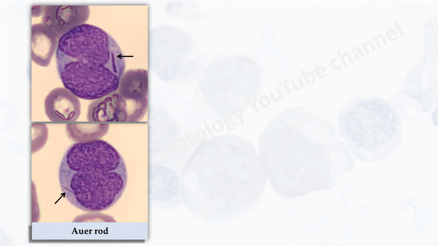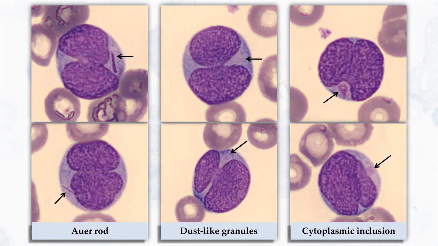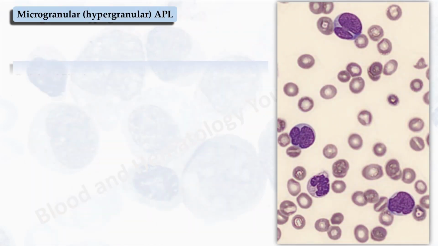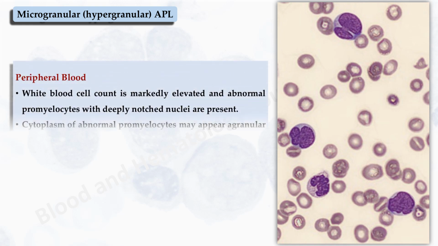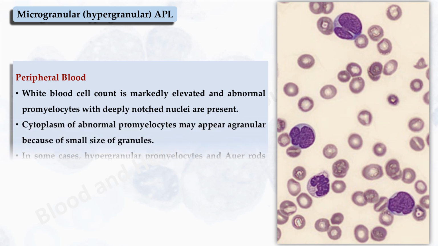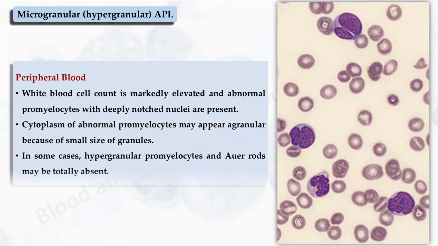In microgranular variant, a variable proportion of leukemic cells may have Auer rods, fine dust-like granules, or cytoplasmic inclusions with the same staining characteristics as primary granules. White blood cell count in microgranular variant is markedly elevated and abnormal promyelocytes with deeply notched nuclei are present. Cytoplasm of abnormal promyelocytes may appear agranular because of small size of granules. In some cases, hypergranular promyelocytes and Auer rods may be totally absent.